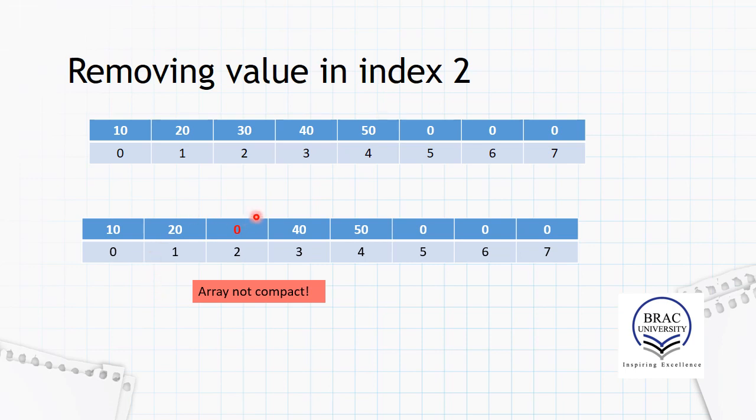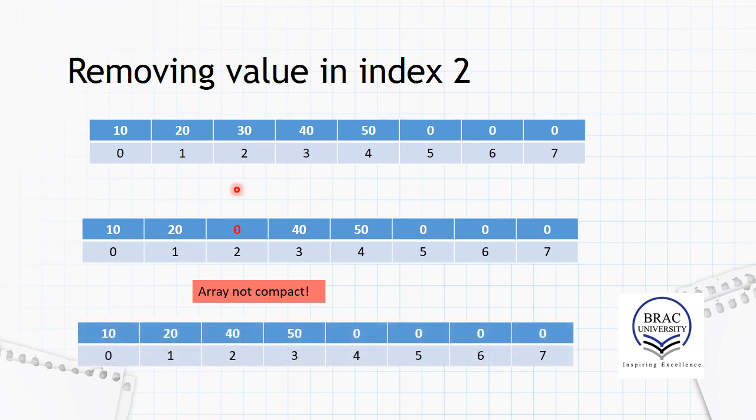So try to think on your own, how can we remove the value by making sure that my array is compact? So to make sure that my array is compact after the removal, this is how my array should look like. So you see 30 has been removed and 40 moved one place before and 50 also moved one place before. Also, this value has been set to 0. So initially I had 5 values, and after the removal I had 4 values.